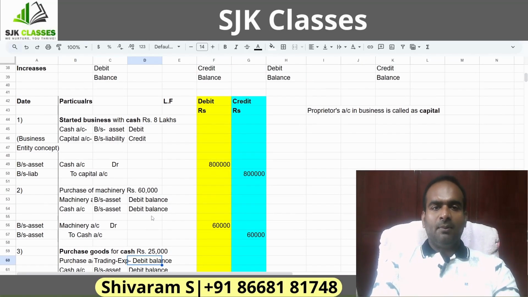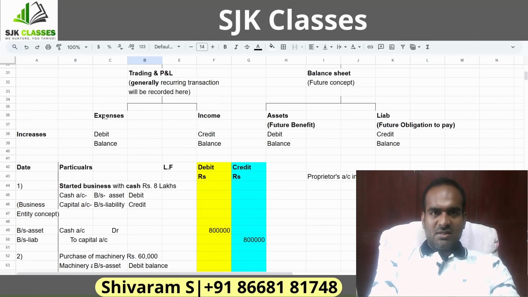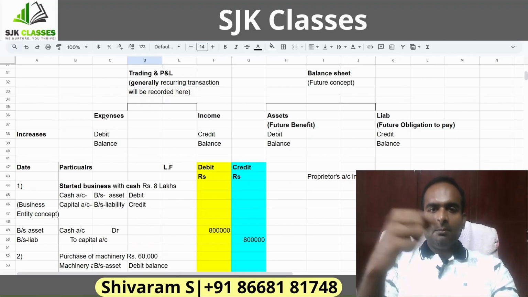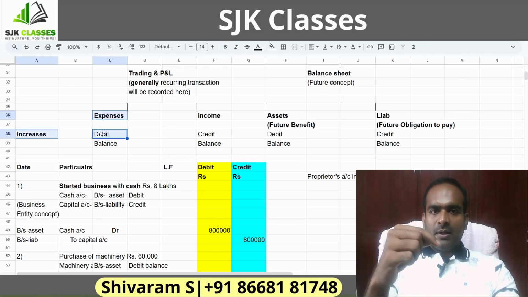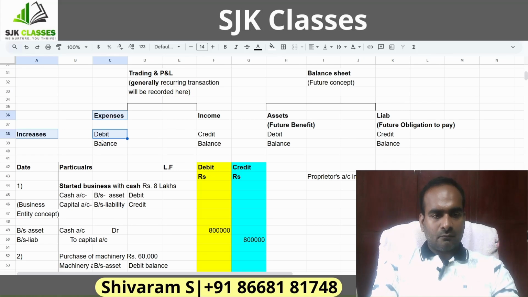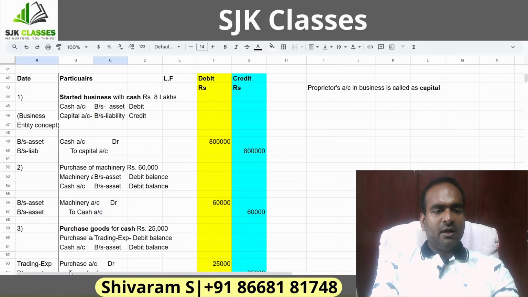Now you have to apply the modern rules of accounting. When you purchase something or when you incur some expenditure, what happens when you keep on purchasing the goods? The expenditure shoots up. If you buy more and more raw material, the expenditure also goes up, right? So when expenditure increases, what you have to do? You have to give a debit. That's what we're doing here. So when expenditure goes up, I have to give a debit.